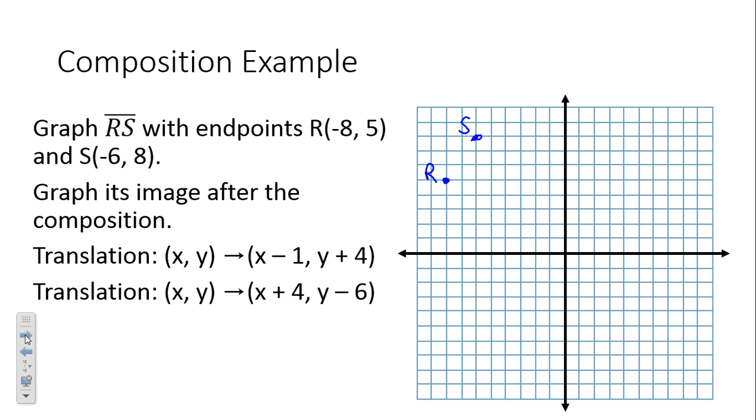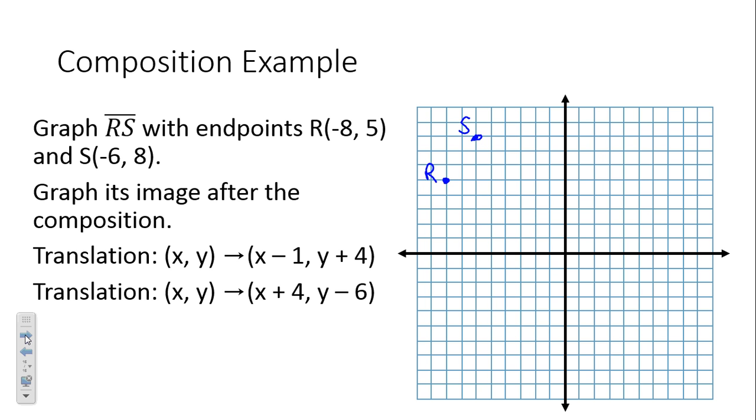Okay, now if I do two transformations with it, one of them is moving it x minus 1. What does x minus 1 mean? It moves over one space, -1 space. Okay. So R was the point -8, 5. S was the point -6, 8.